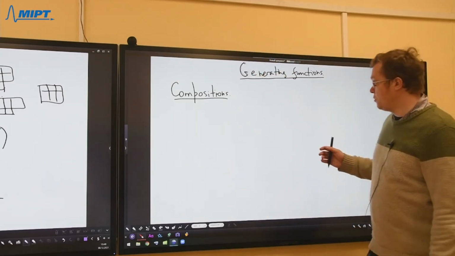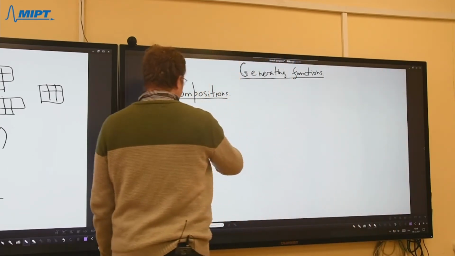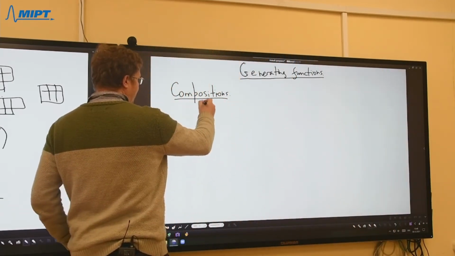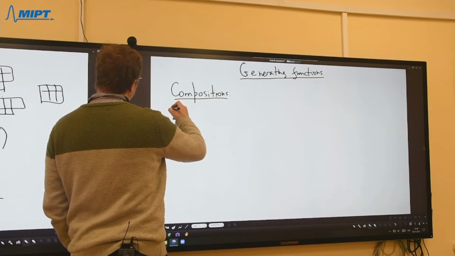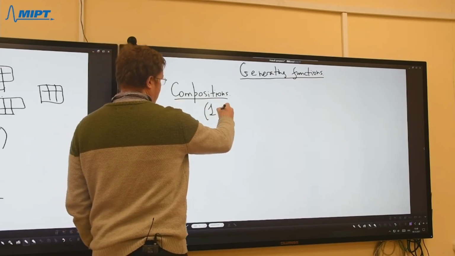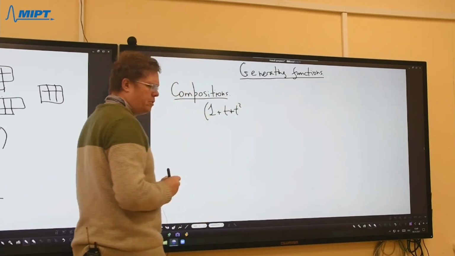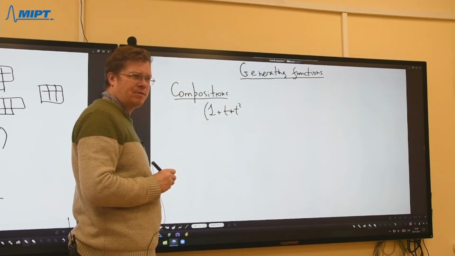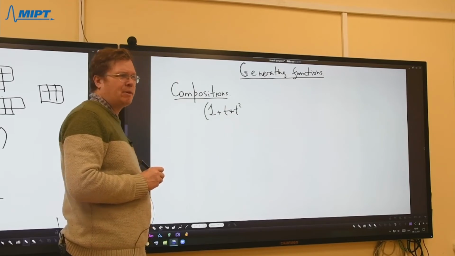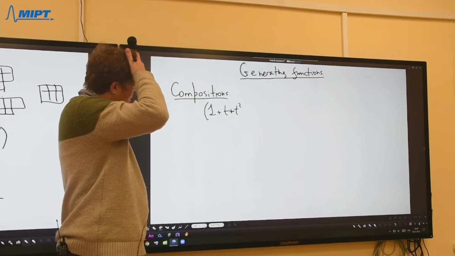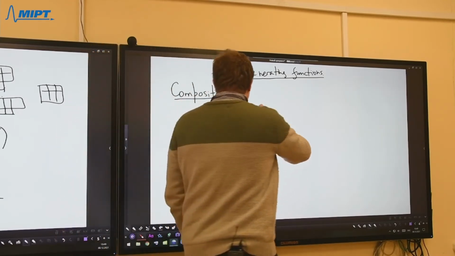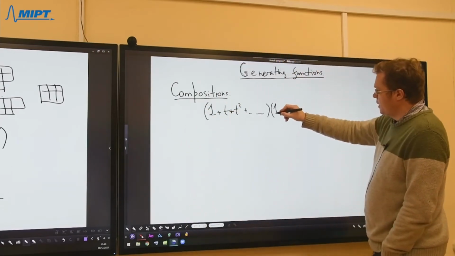So I just want to ensure that the generating function for the compositions is this one. I just forget which variable we use. Variable t, yes? I suppose when we talk about generating functions, it's usually t or x, but I don't remember. So let's look at this.